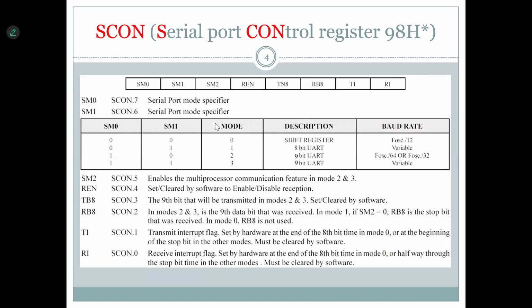So that's the serial control register. SM0, SM1 are the serial port mode specifiers with 4 different modes of operation: mode 0, mode 1, mode 2, mode 3, out of which 1 is shift register mode, and the remaining 3 are UART modes. Next, SM2 is not used in 8051. REN is the receiver enable bit. TB8 and RB8 are the transmitted 8th bit and received 8th bit. TI and RI are the transmitter interrupt flag and receiver interrupt flag.